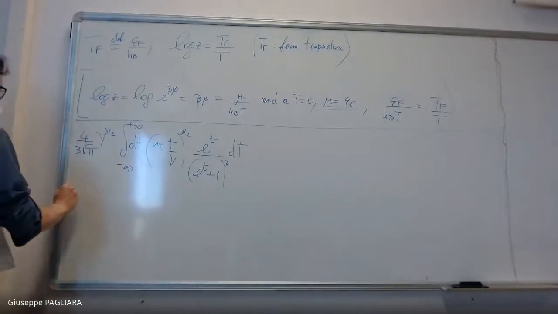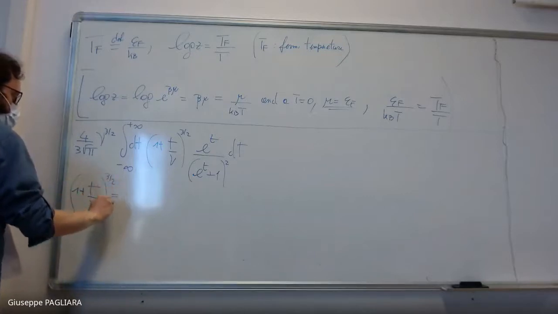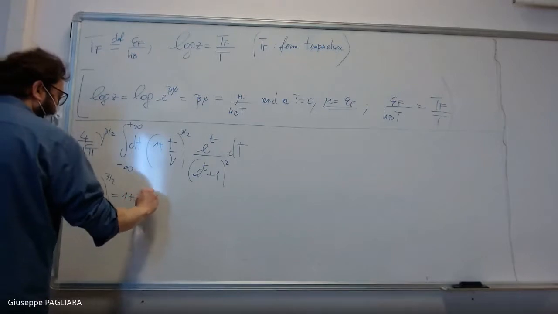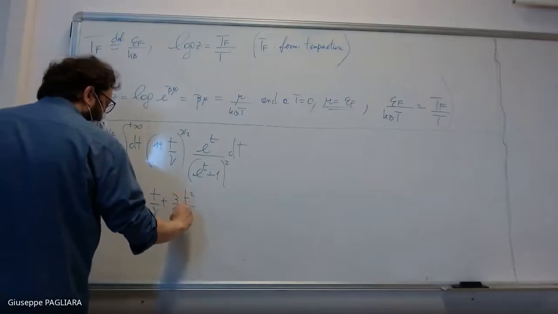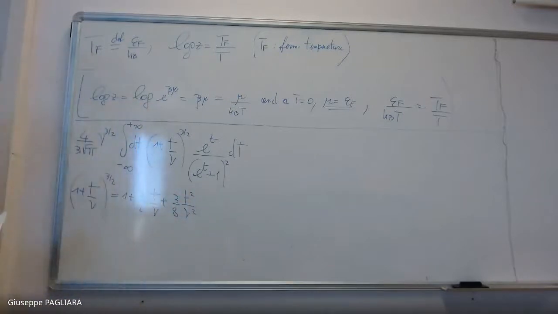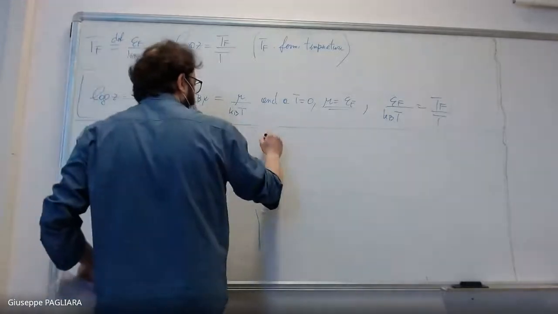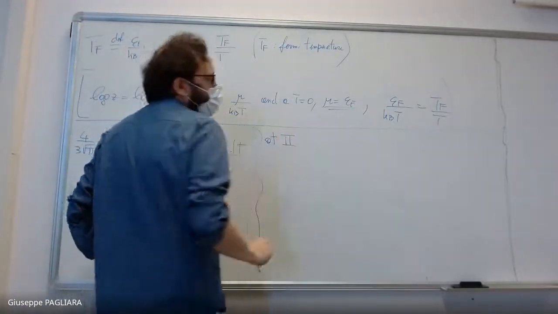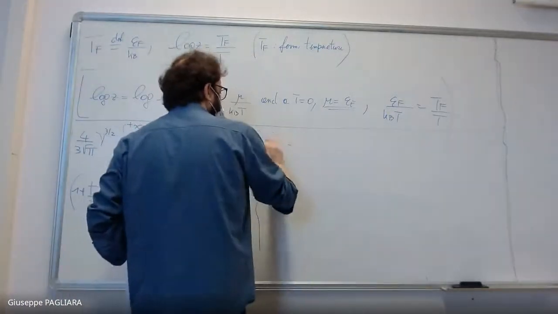And we said that (1 + t/mu)^(3/2) is equal to 1 + (3/2) t/mu + (3/8) t^2/mu^2. Okay, so now the first order we have seen what happens. Now we go to the second order. At the second order, it's not the second order, it's the second term, which is linear in t, the function.